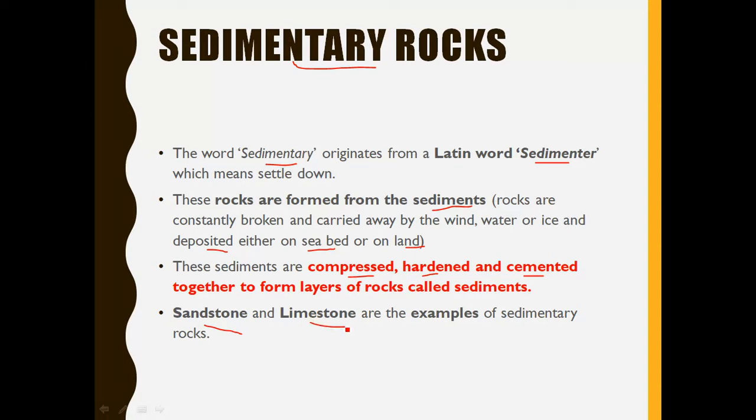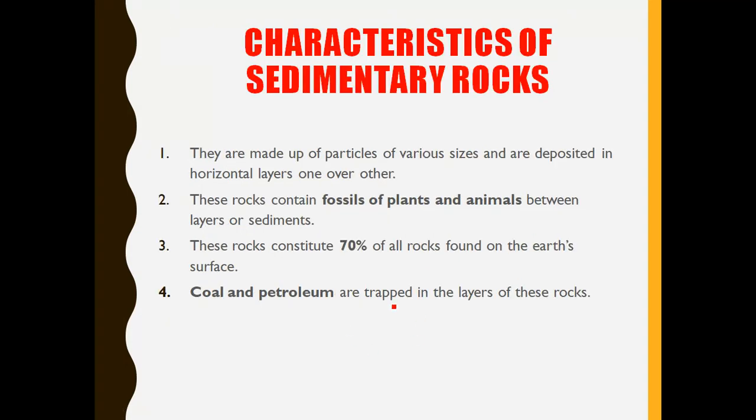Now, can I ask you a question? What were the examples of the igneous rock? Basalt and granite, right? So we have done the sedimentary rocks. Let's do the next slide. Now, these sedimentary rocks are made up of various sizes and are deposited in horizontal layers over one another. It's just like this, then on top of it like this, then like this. So all these layers are cemented together and they form the sedimentary rocks.